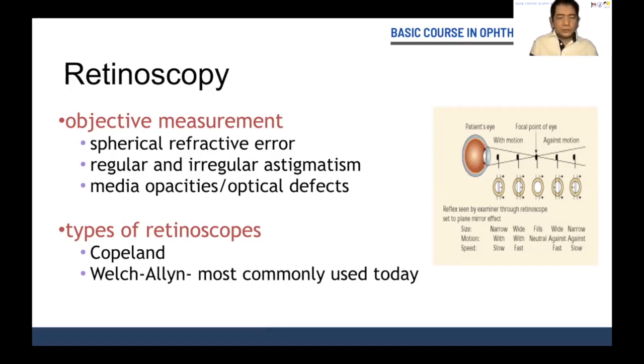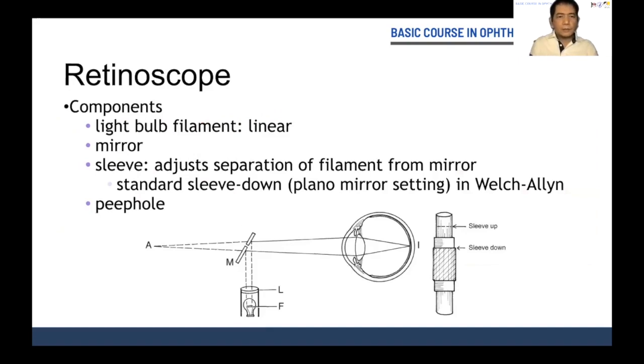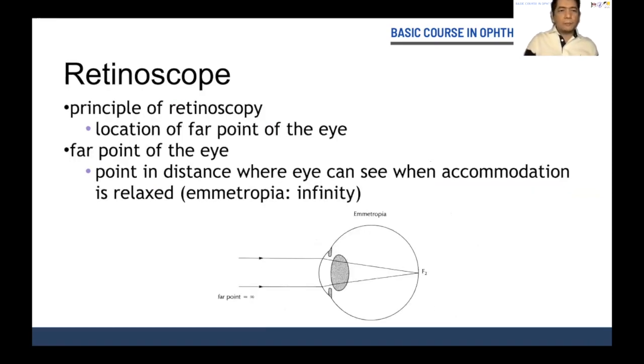And we commonly use the Welch Allyn. Okay, so again, the components are the light bulb filament, which is linear, the mirror, and the sleeve. The sleeve adjusts the separation of the filament from the mirror. In standard clinical practice, the sleeve is always in a downward position to have a plano mirror setting.